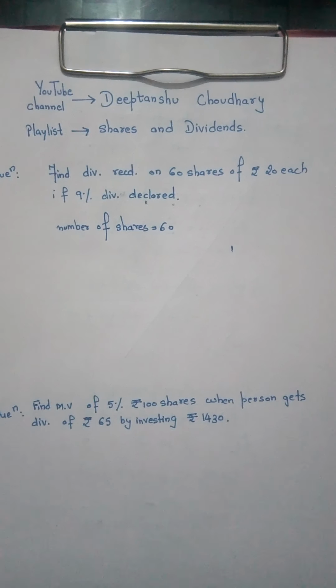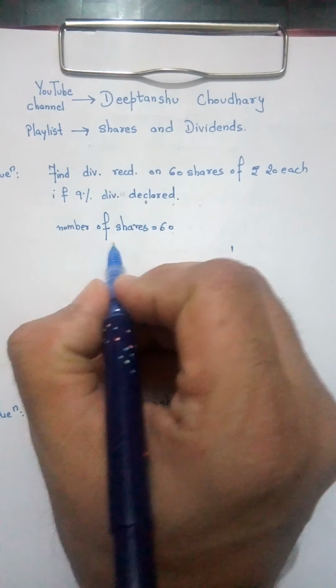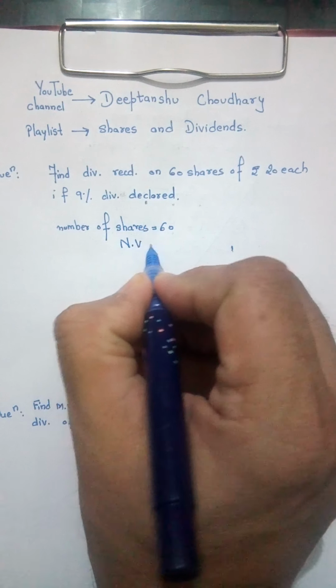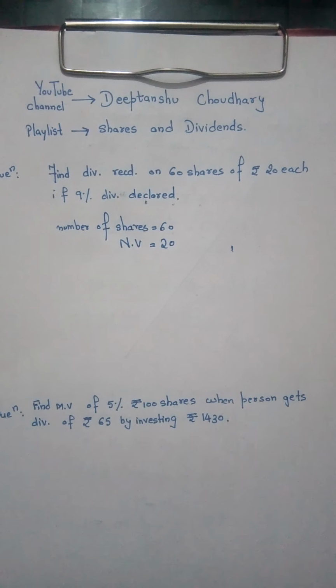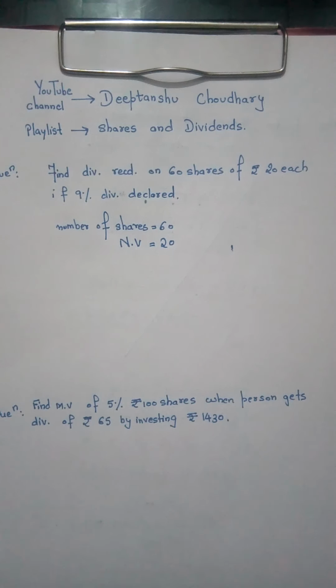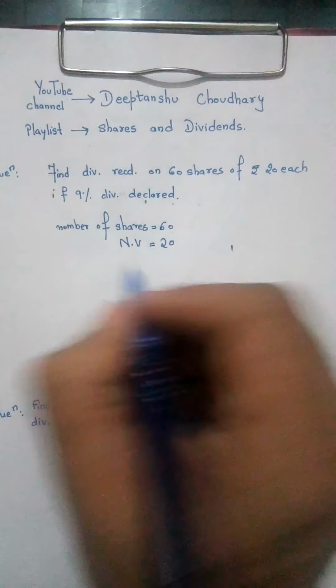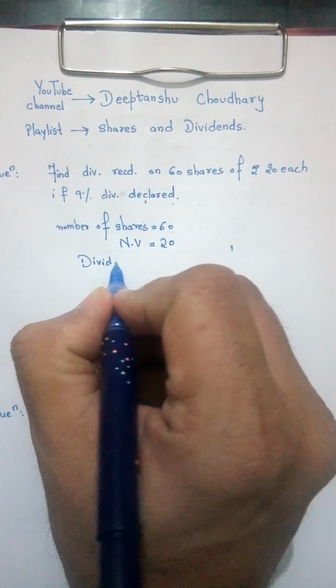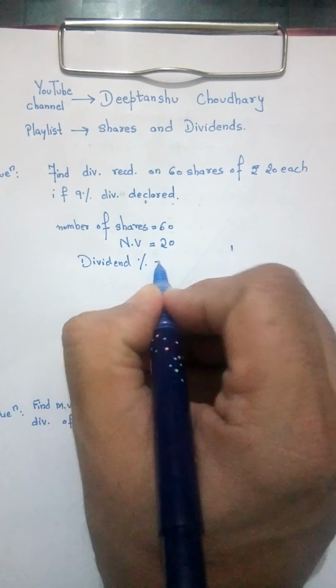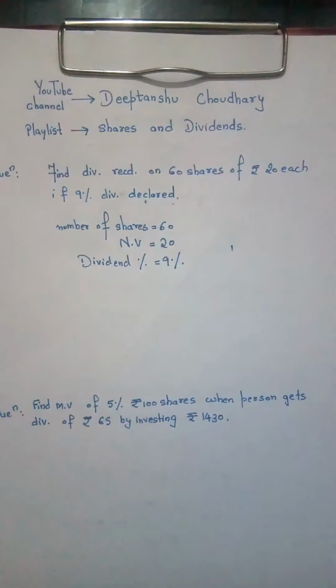What else is given? On 60 shares of rupees 20 each, that means the nominal value of the share is 20 rupees. That is the price fixed by the company. The original value of the share is rupees 20. And the dividend in percentage is given to me, 9%. So dividend percent is equal to 9%.